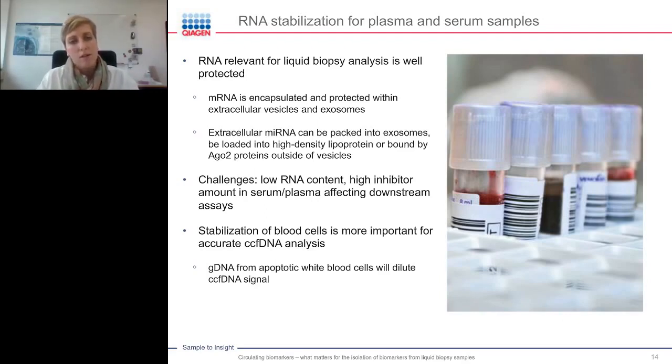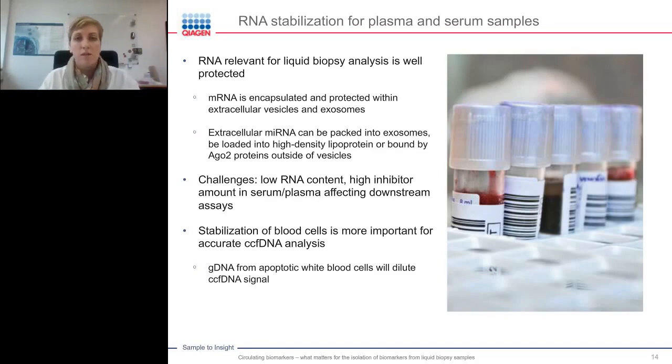The challenges of RNA isolation from liquid biopsy samples are more on the side of low RNA content and also a high inhibitor amount that can be present in serum and plasma samples specifically, which can inhibit the downstream assay. So stabilization of blood cells is in fact more a topic for cell-free DNA than it is for RNA, because the RNA that you're interested in the liquid biopsy context is usually very well protected and preserved.